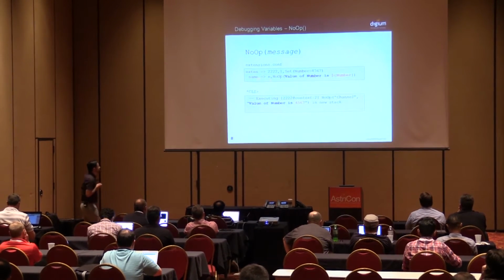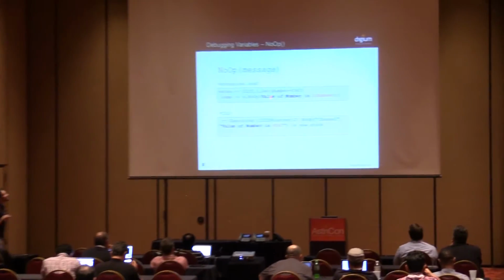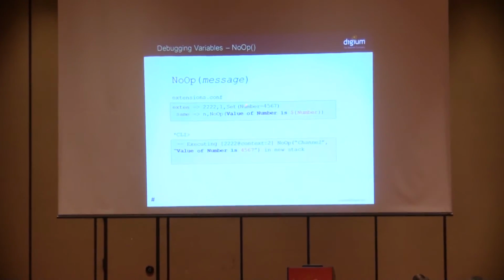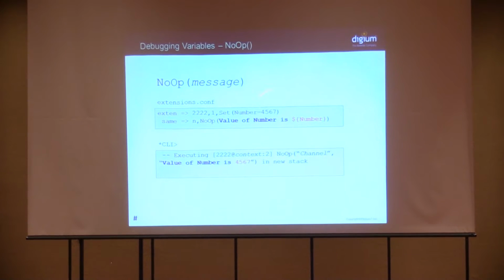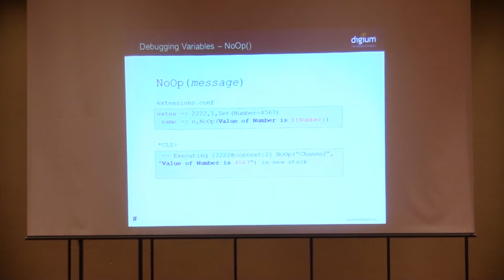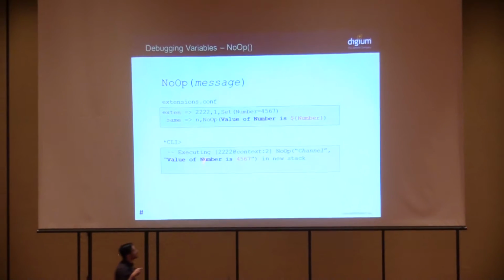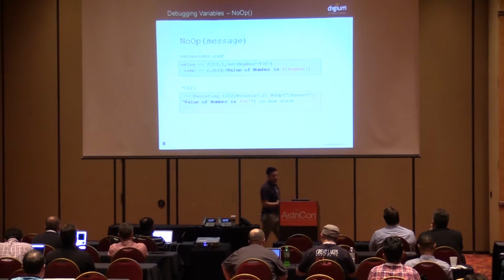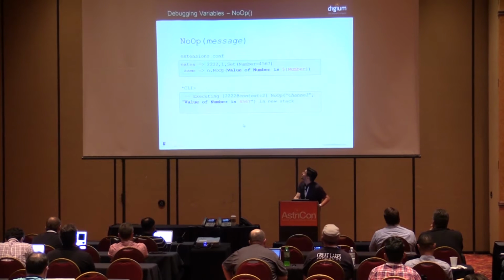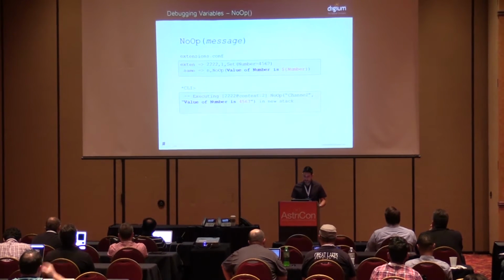So we have extension 2222. It's setting a channel variable named number to 4567, and then it's using NoOp. This is a message that is going to show on our CLI, and it will look like this. The value of number is 4567.